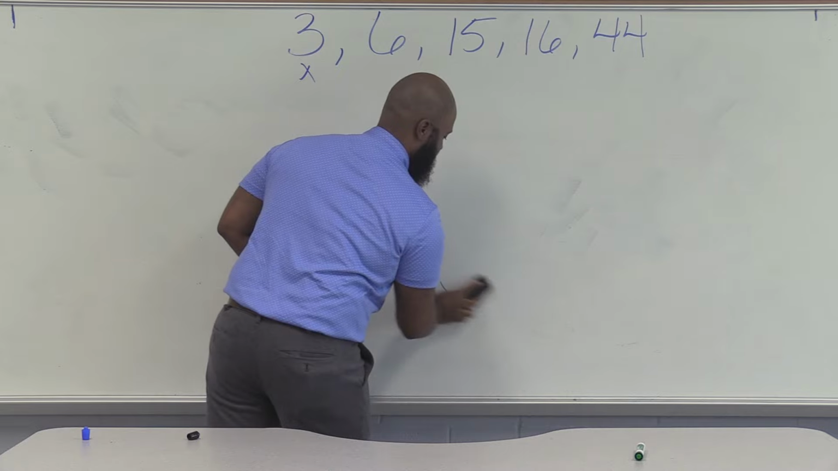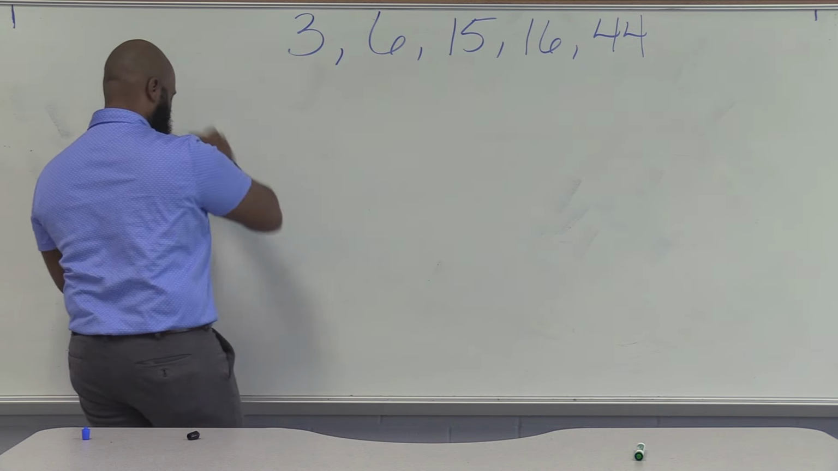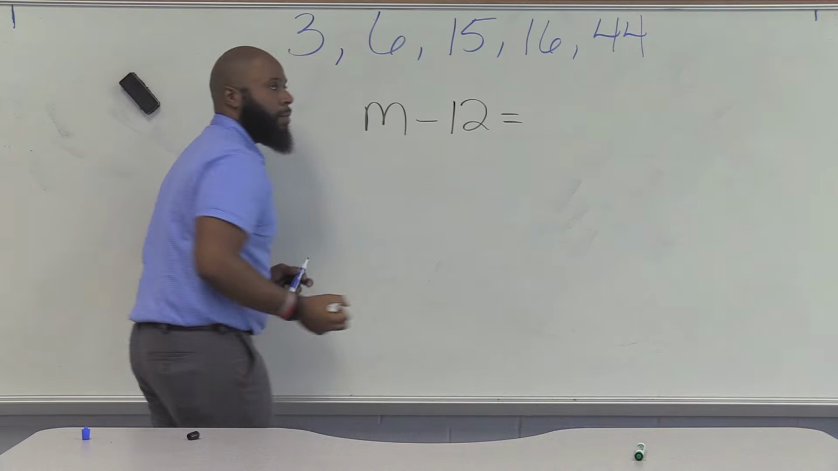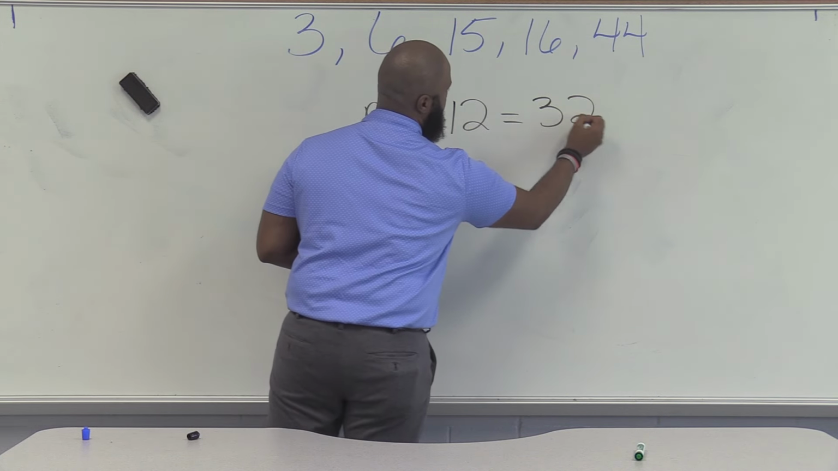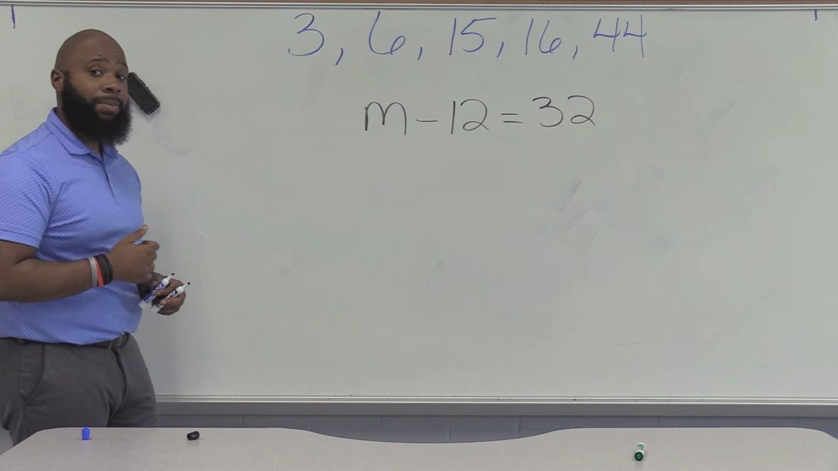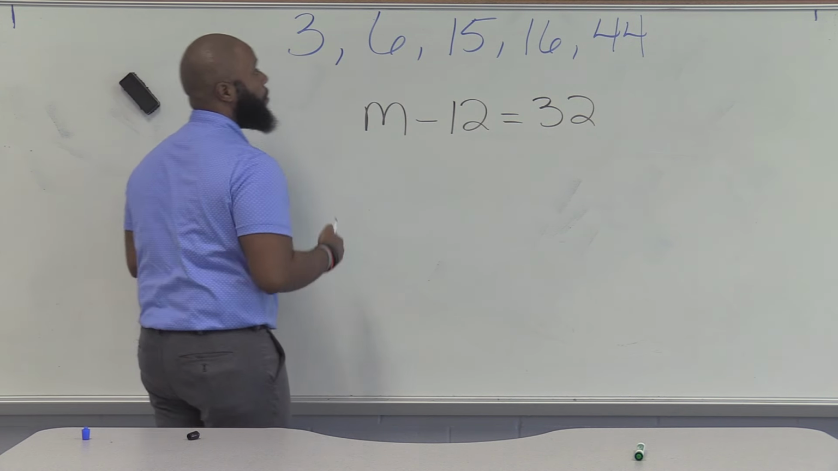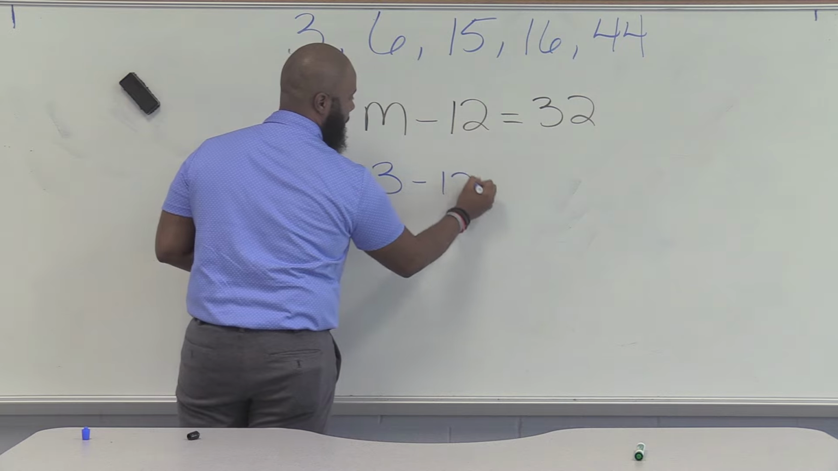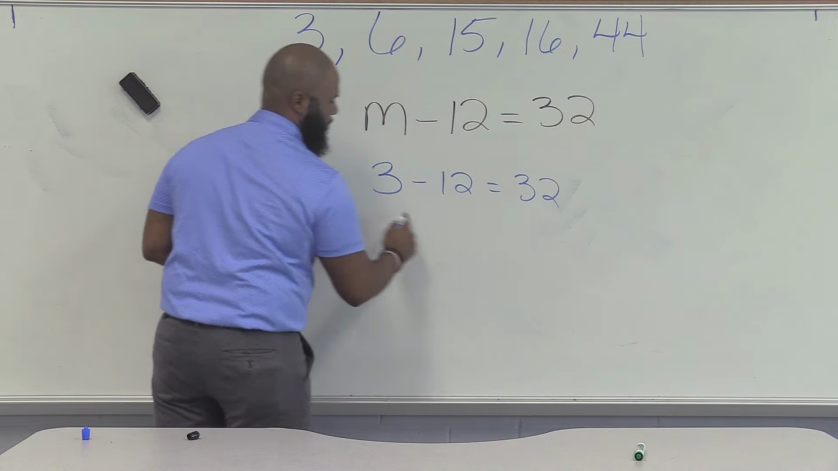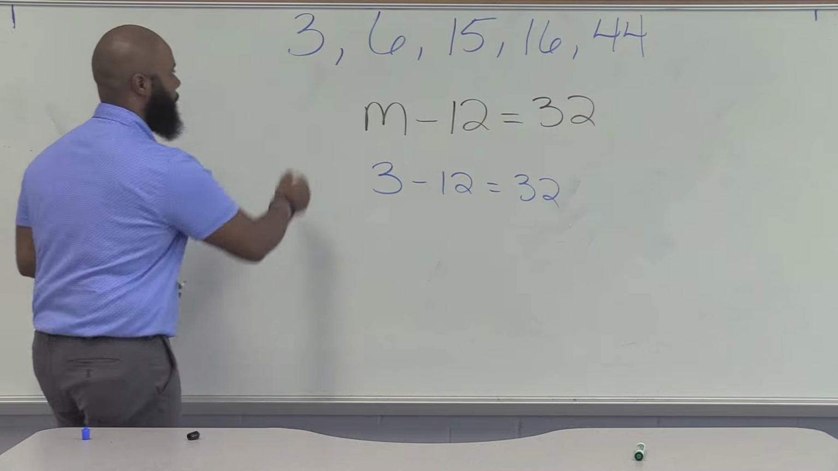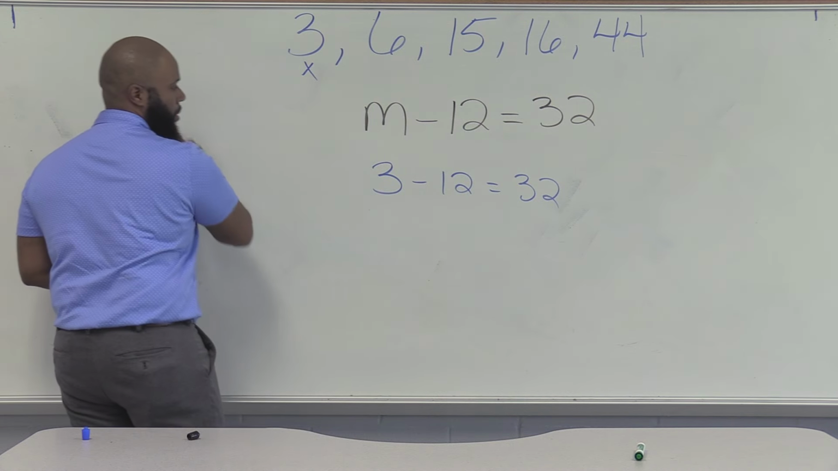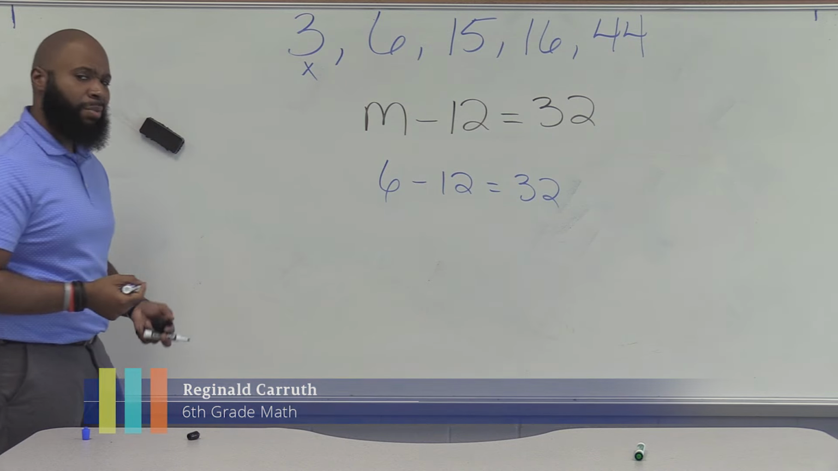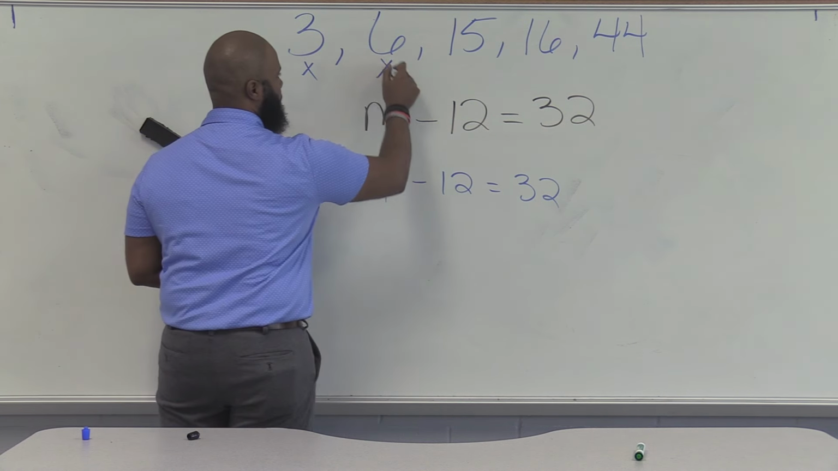We're going to use these same numbers to substitute. So this equation is going to be m minus 12 equals 32. So now I can start substituting in for m. I'm again going to go through my series of numbers. So I'm going to substitute 3 for m. 3 minus 12 equals 32? Well, 3 minus 12, does that equal 32? No, so 3 can't be one of my answers. So now I'm going to substitute 6 in. 6 minus 12, does that equal 32? Nope. That's not my solution.